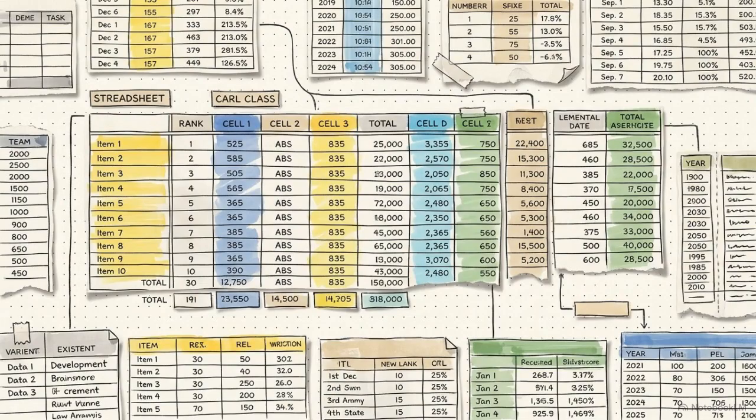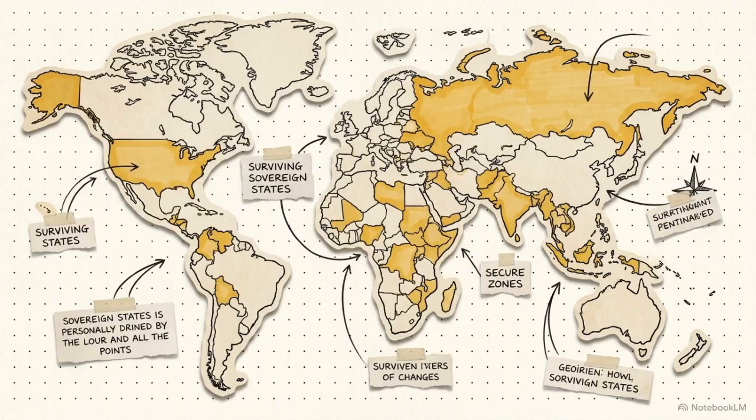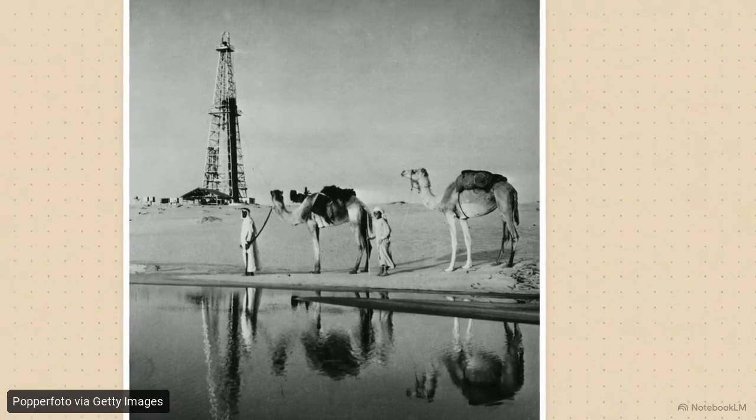To understand why this is a problem, we have to look at how countries end up in comparative data sets in the first place. Researchers David Waldner and Benjamin Smith point out a quiet reality in political science. A country only gets a row in a dataset if it survived history long enough to become a recognized sovereign state.